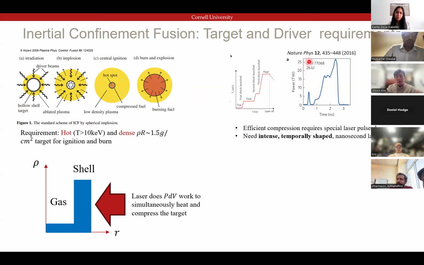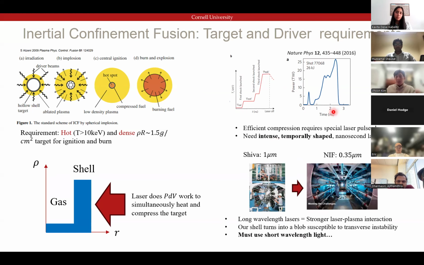I'm not a target designing person, but at least even I know that you need to have different components: toe, foot, and then shock. The design people have come up with all kinds of very fascinating ideas. If somebody from the design area comes, then they can maybe talk about these. But basically, you need to compress a long or potentially long laser to the right duration, and it needs to be very intense. So terawatts, temporally shaped, nanosecond lasers.